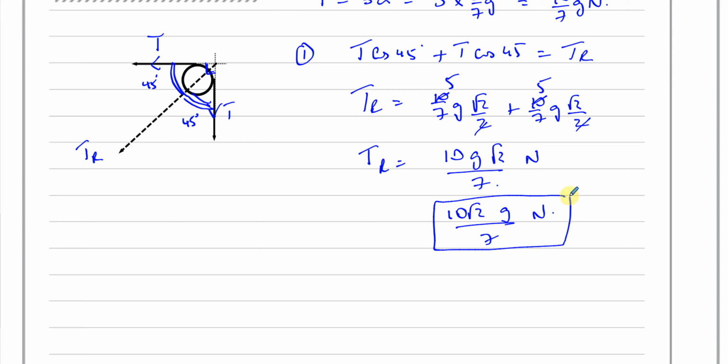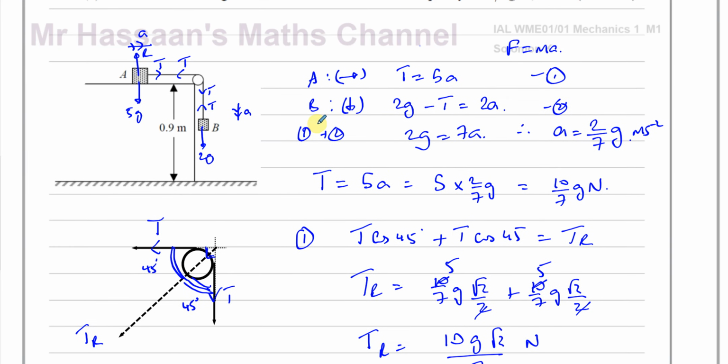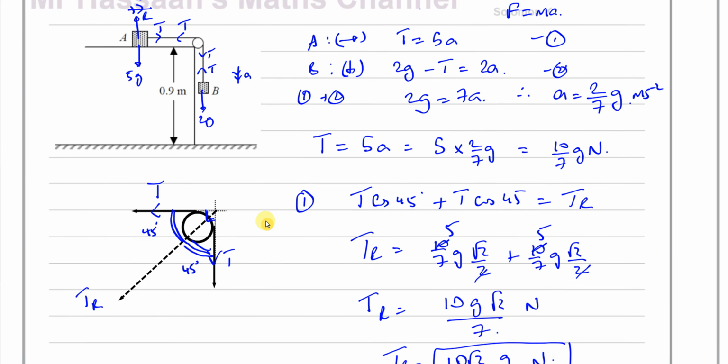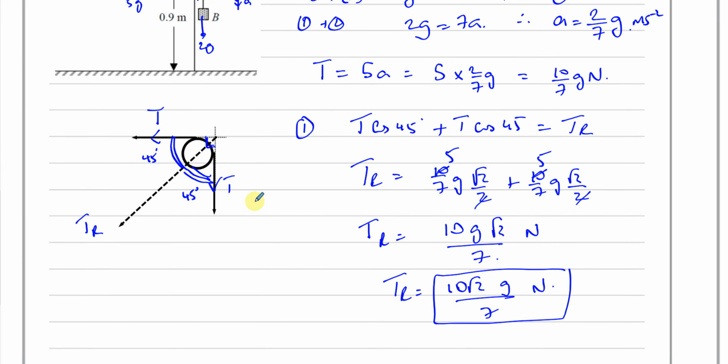So there's the answer for the resultant of the tensions, the resultant of those two tensions. That's the magnitude of the force exerted on the pulley.